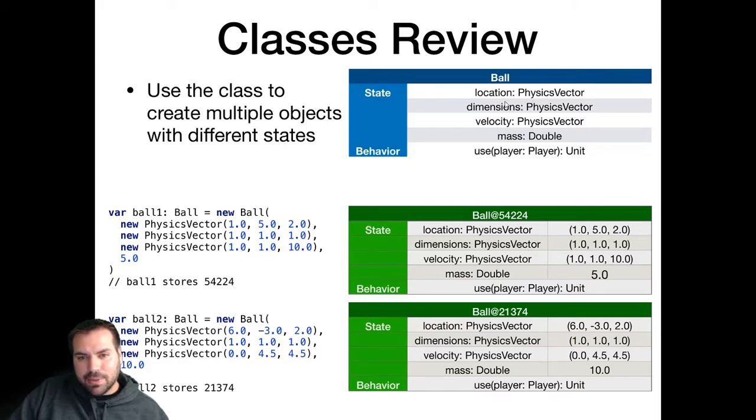We define the type through a class, which is like a template to create objects of that type. And then we create objects of that type using the keyword new. New allocates heap space, runs all the initialization, stores all the state of that object, and returns a reference to that object. Ball1 stores a reference which says, where can I find that ball object on the heap?